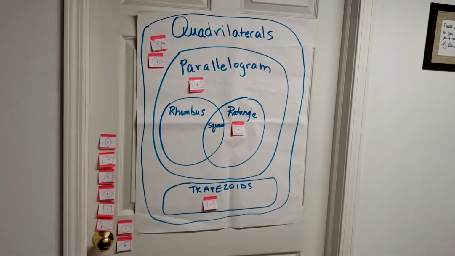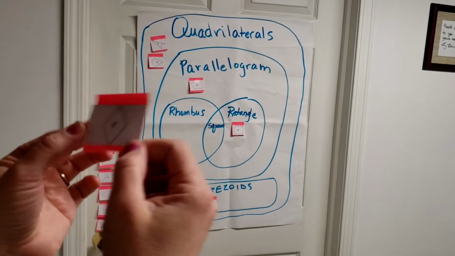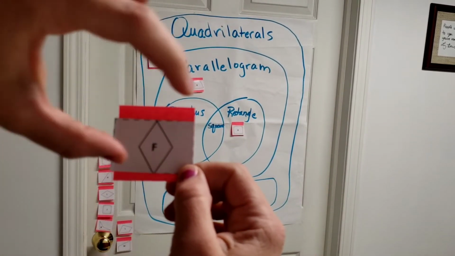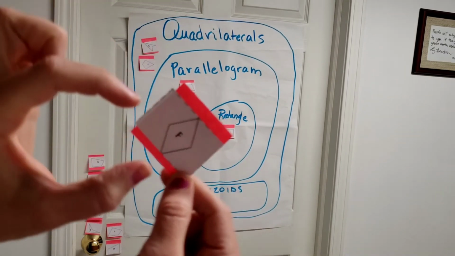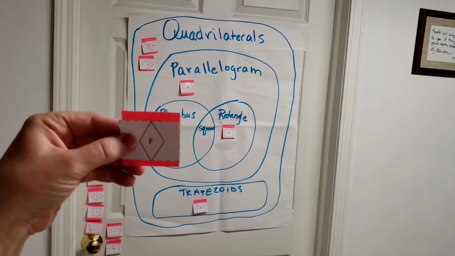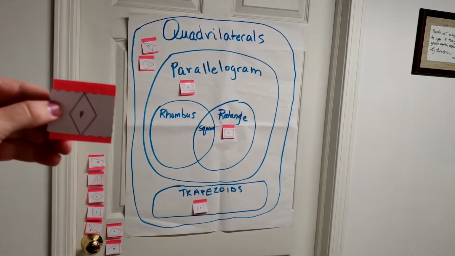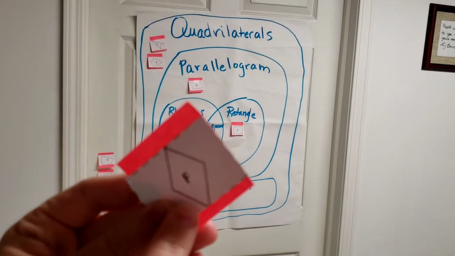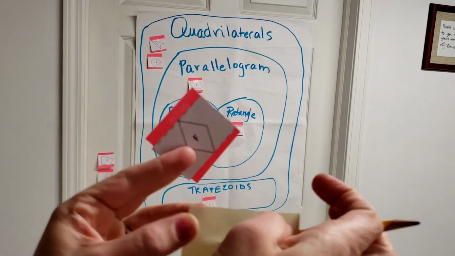So E is just a quadrilateral. F, these opposite sides are parallel. These opposite sides are parallel. My question to you is, are the sides all the same length? Okay, we know they're not 90-degree angles, but are they all the same length?